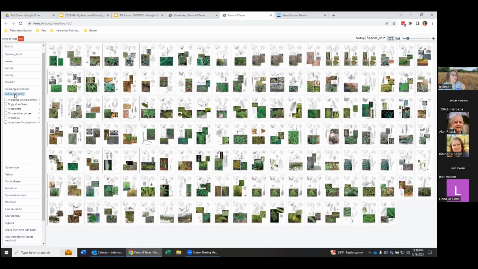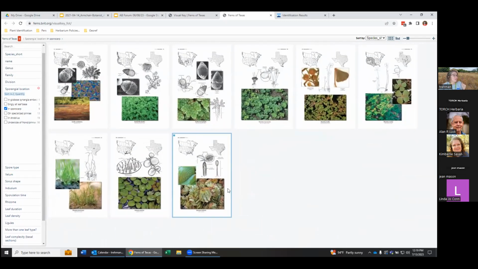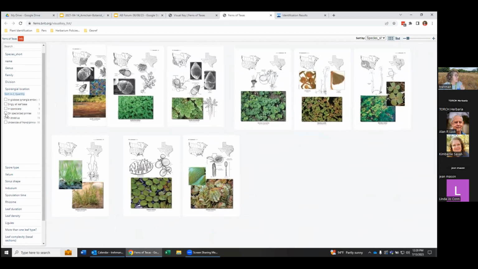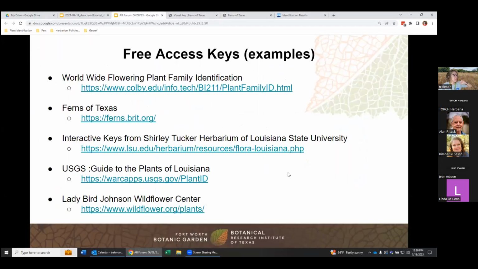So the sporangia location, where the sporangia are located. Let's say they're in a sporocarp. So if I know that they're in a sporocarp, so in one separate unit, that automatically narrows it down to these few. If I selected this one, specialized pinnae, pinnae being one of the little leaflets of the plant, then it narrows it down. So I think you get the idea. You just make selections and it knocks many options out. Let's see what else we have in here.